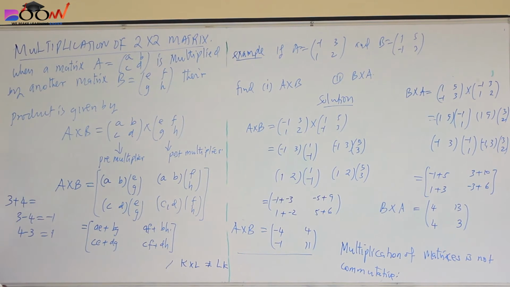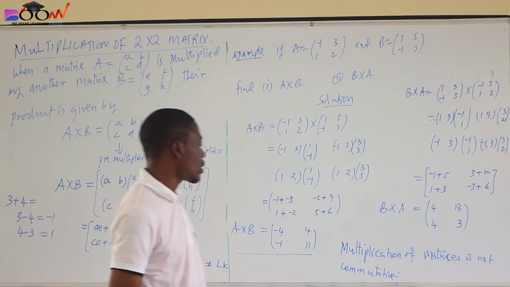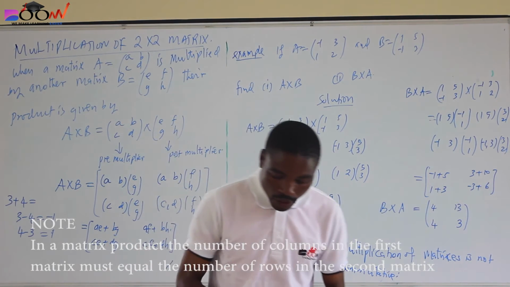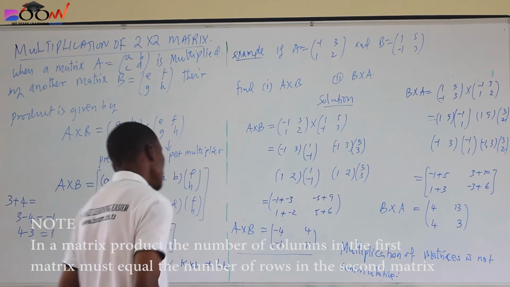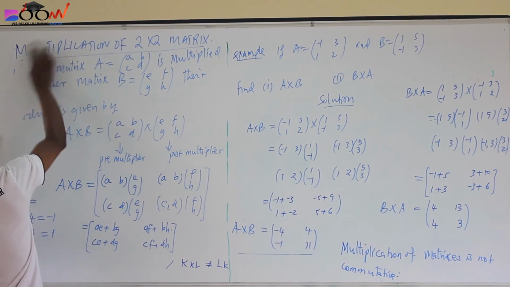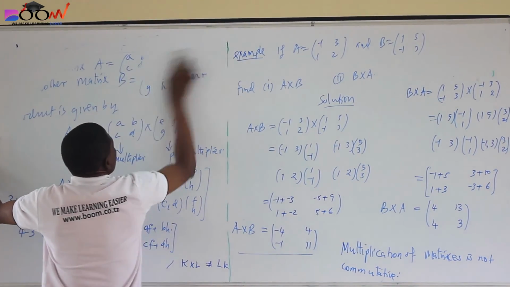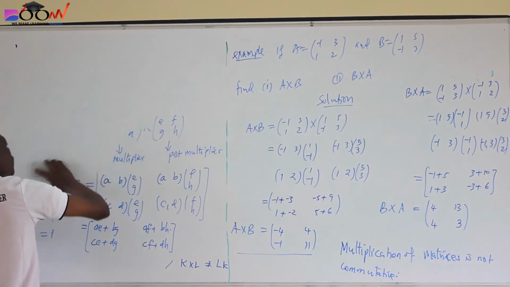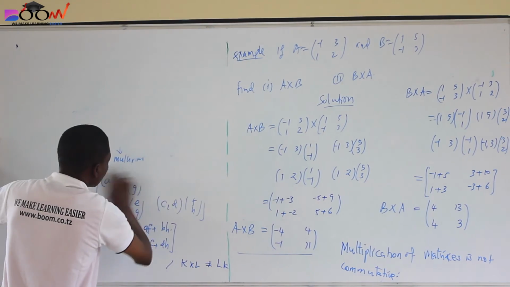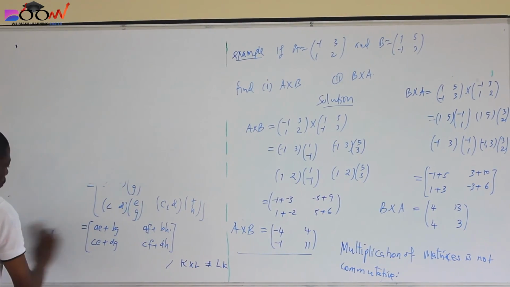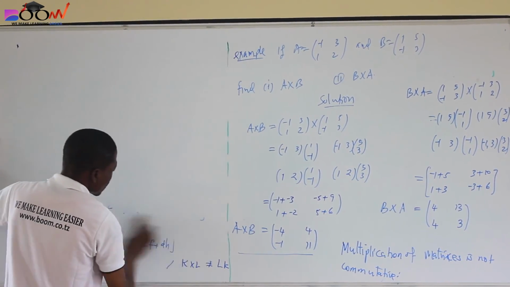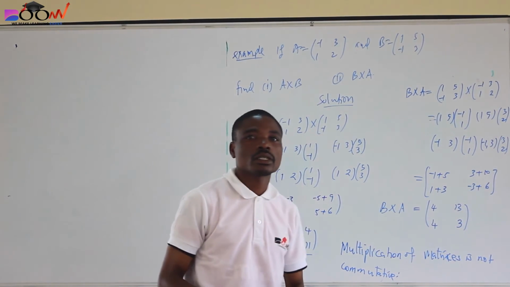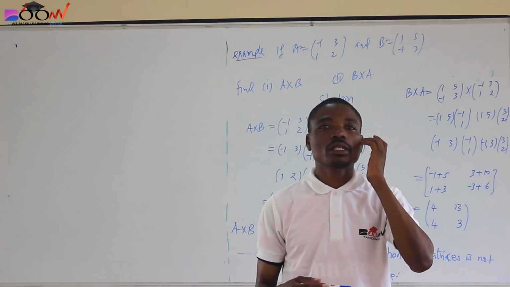This is what we call the commutative law. Multiplication of matrices is not commutative. But in a very rare case, they may be equal. If they are the same, we say the matrix multiplication is commutative. Otherwise, it is not commutative. So, after looking at this, let us now look at what we call the determinant of a matrix. Let us now talk about the determinant of a matrix.